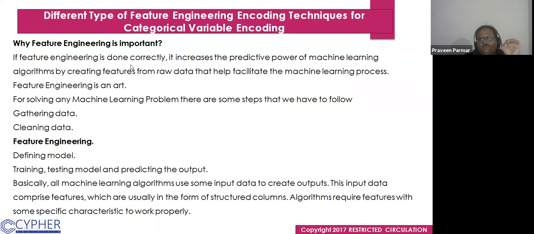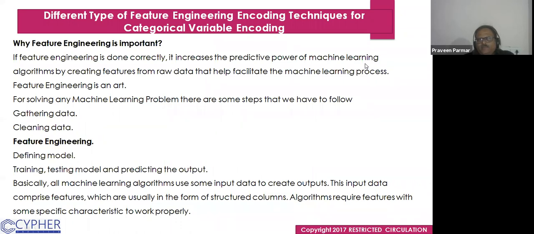If feature engineering is done correctly, it increases the predictive power of the machine learning algorithm by creating features from raw data that help facilitate the machine learning process. So feature engineering is an art. The human brain is required there. The machine cannot perform everything.